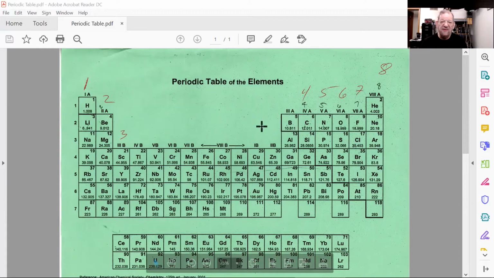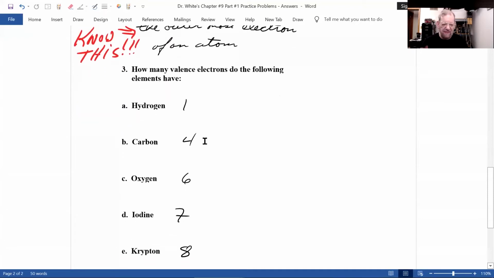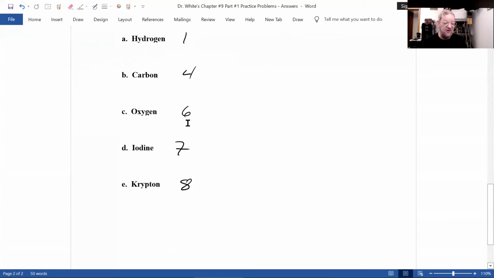So let's go back to the problem set, because it asks how many valence electrons the following elements have. Well, you look at the top. I just showed you hydrogen has 1. For carbon, the number at the top of the column is 4, and oxygen is 6. Iodine, which is a halogen, is 7, and krypton is 8.